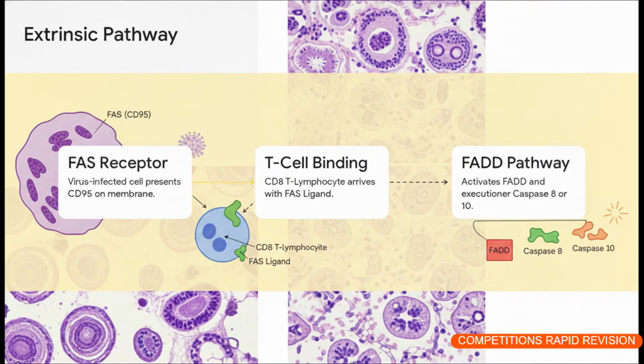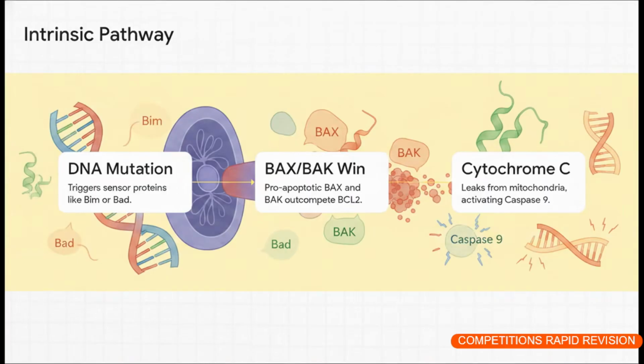or 10. Boom. Now contrast that with the intrinsic pathway. This time, the call is coming from inside the cell, usually the mitochondria. A DNA mutation trips sensor proteins like BIM or BAD. This causes the pro-apoptotic proteins, BAX and BAK, to totally outcompete the protective anti-apoptotic protein we call BCL2. With BCL2 overwhelmed, cytochrome C literally leaks right out of the mitochondria into the cytoplasm, and that activates caspase 9. The key takeaway, whether it's extrinsic or intrinsic, they both end in the execution phase, completely shredding the cell's DNA.